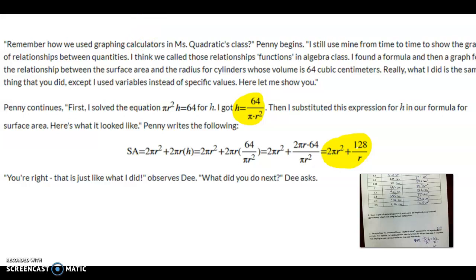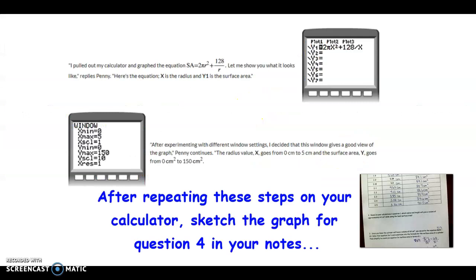So once again, let me make sure you understand what happened there. The pi's canceled, and r over r squared left an r in the denominator only. 2 times 64 is 128. So this is the formula for surface area that only has r in it. It does not have the h in it. So let's look at how that is going to be helpful.